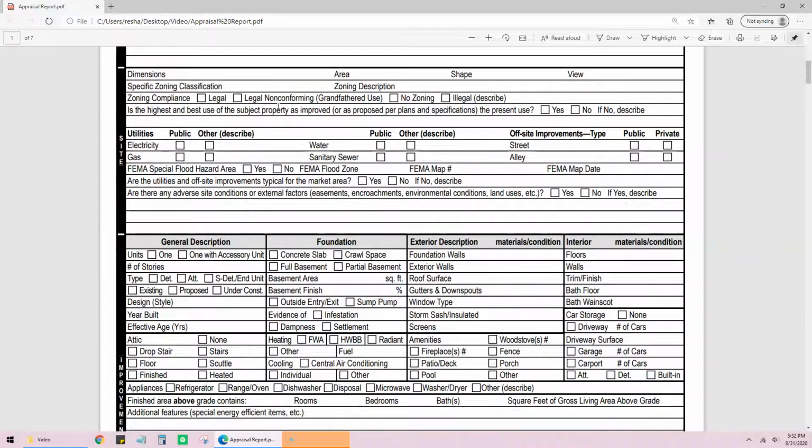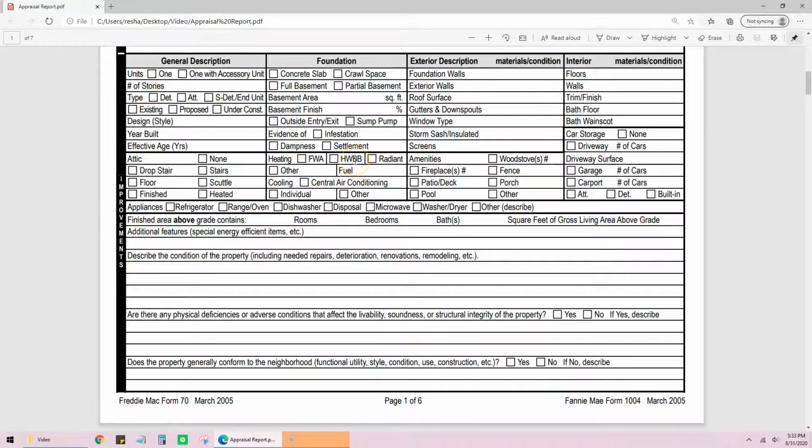So the dimensions, the area, and shape. Is there a special view with the home? Zoning compliance, is it legal? Is it legal non-conforming? Is there a grandfathered use clause with the property? Is there no zoning? Is there something going on illegal? And then they would have to describe that. So utilities, is it public or otherwise something else? Is it electric, gas, water? Is it public or other? Is it sewer or septic? FEMA, is there a flood hazard? Is it in a flood zone? That would be here.